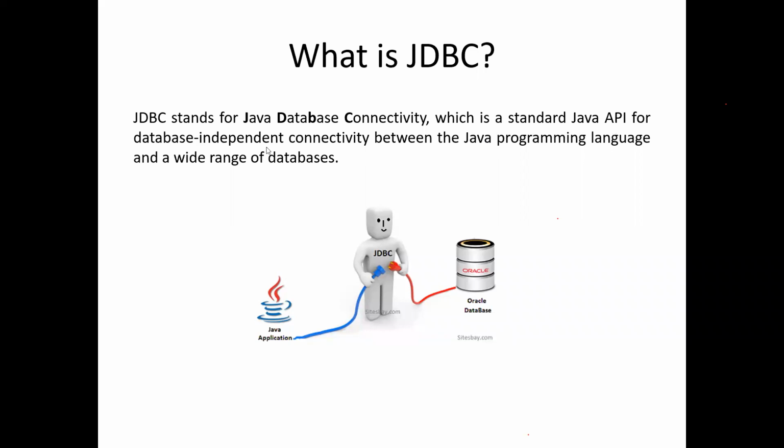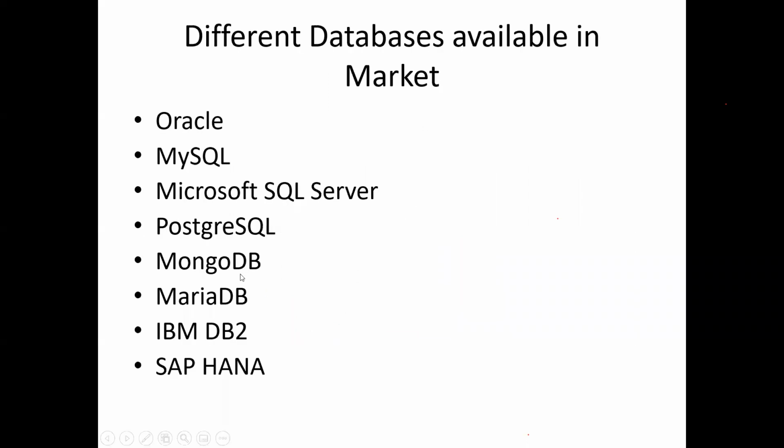For what point of view we will use it here? For database independent connectivity between the Java programming language and a wide range of databases. Here we have only one Java programming language, but we have several databases. Already we have discussed 8 different databases.